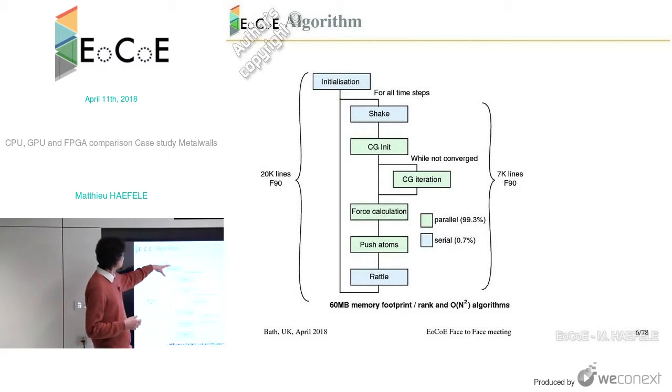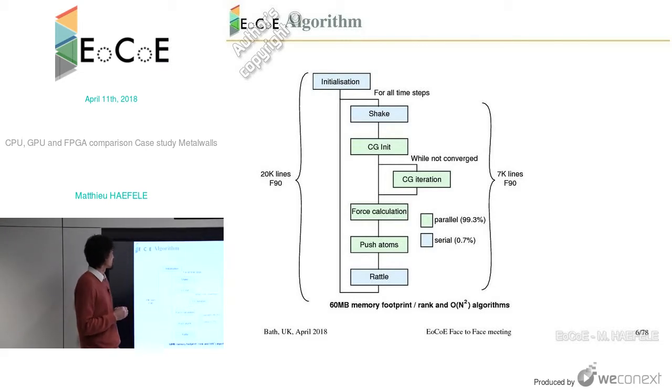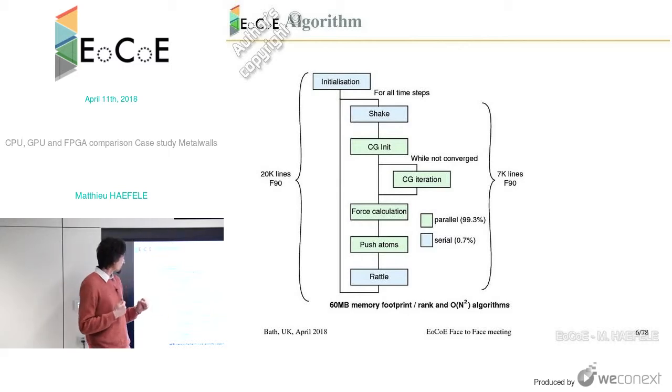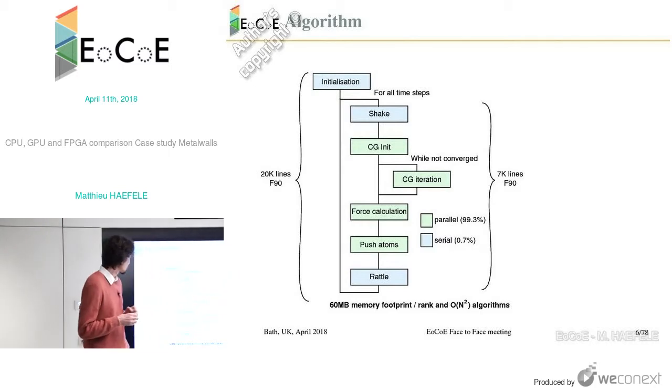So you have an initialization step, and then a SHAKE algorithm that moves the molecules. Once your liquid is in a specific position, you try to find the location of the charges on the electrode. That's the minimization process I just talked about, with a conjugate gradient. Once you have the charges on the electrodes, you can calculate the forces that apply on the liquid, push the atoms of the liquid, and then again form back the molecules in the liquid.